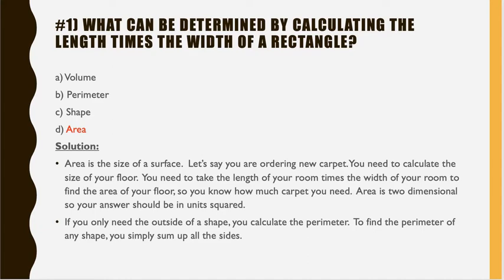Let's say you're ordering new carpet. You need to calculate the size of your floor. You need to take the length of your room times the width of your room to find the area of your floor so you know how much carpet you need to purchase. Area is two-dimensional, so your answer should be in square units. If you would only have needed the outside of a shape, say fencing in a yard or a garden, that's when you calculate the perimeter. To find the perimeter of any shape, you simply sum up all of the sides.